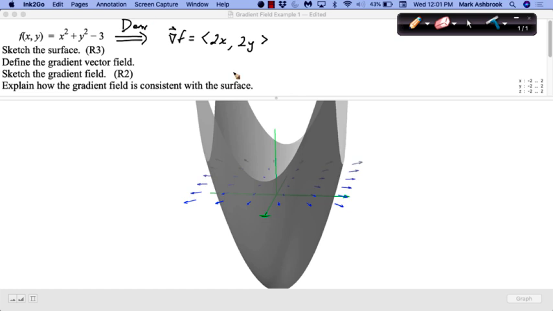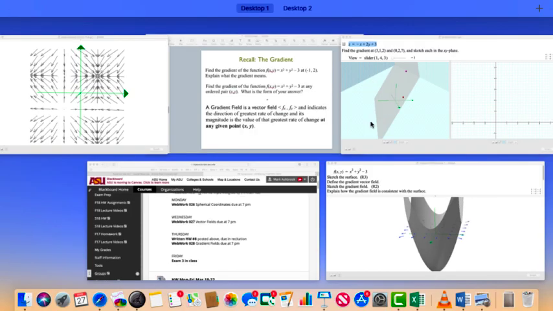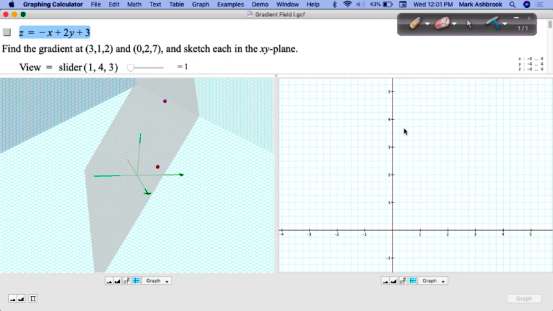Okay, another example here. Let's look at this one. Here's the surface, minus x plus 2y plus 3. Find the gradient at the points (3, 1, 2) and (0, 2, 7), and sketch each of those on the xy plane. Go. Find the gradient at the point (3, 1, 2) and the point (0, 2, 7), and sketch each of those on the xy plane.